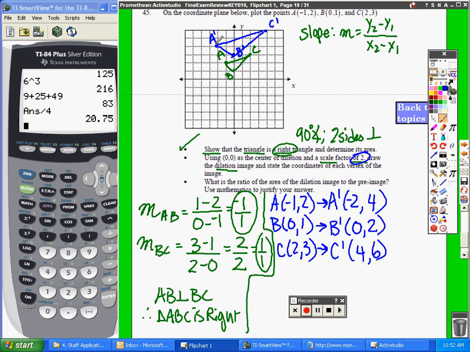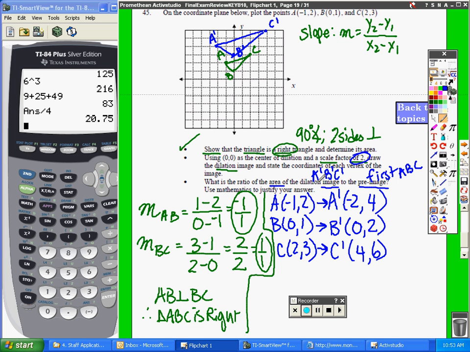What is the ratio of the area of the dilation image to the pre-image? So basically here, the pre-image is what we started with, the first triangle. That's ABC, and the image is A prime, B prime, C prime. And they want the ratio of the areas of the image to the pre-image.